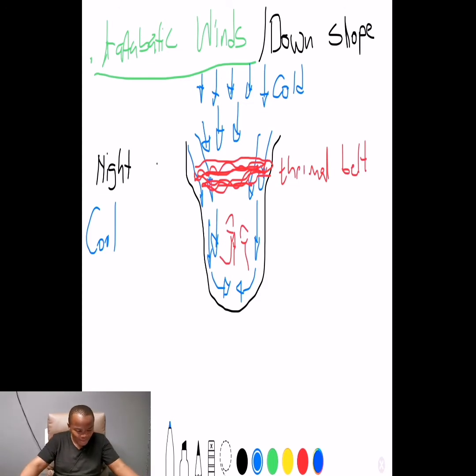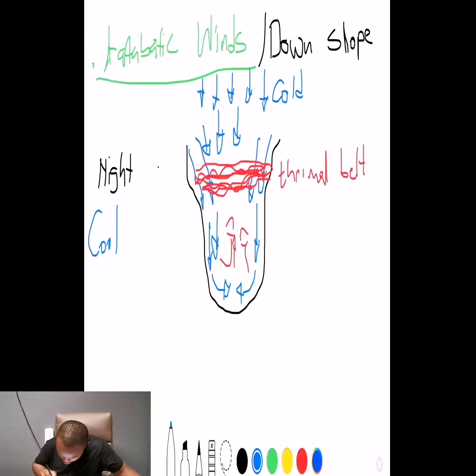Then, when the temperature of the cold air, our katabatic winds, drops below the freezing point, it forms a frost. And then the frost forms on the valley floor, and it is called what? A frost pocket. So when the temperature of a cold air drops below the freezing point, it forms a thing that we call what? A frost pocket. A frost pocket occurs at the valley floor.